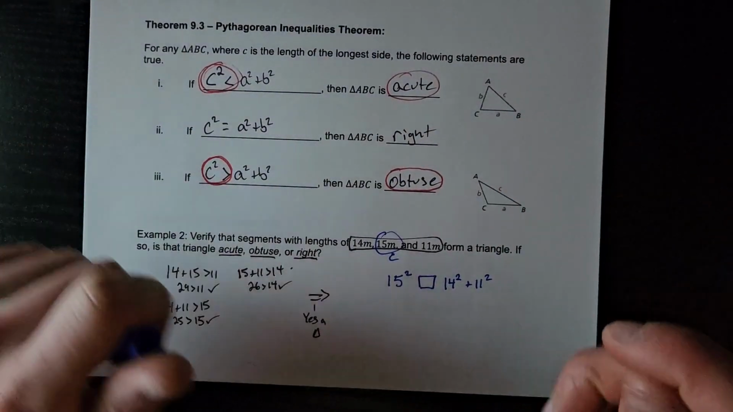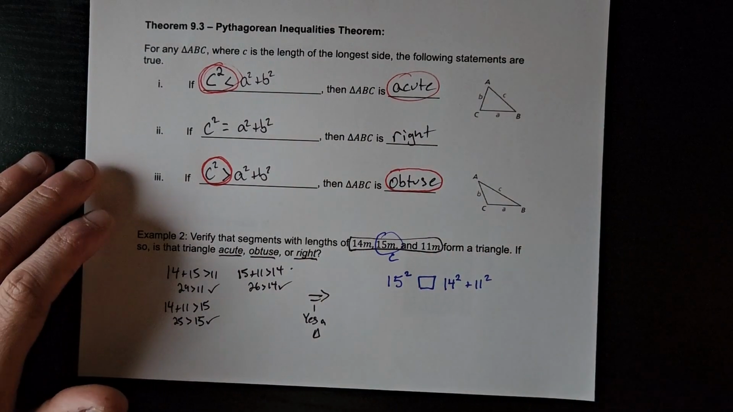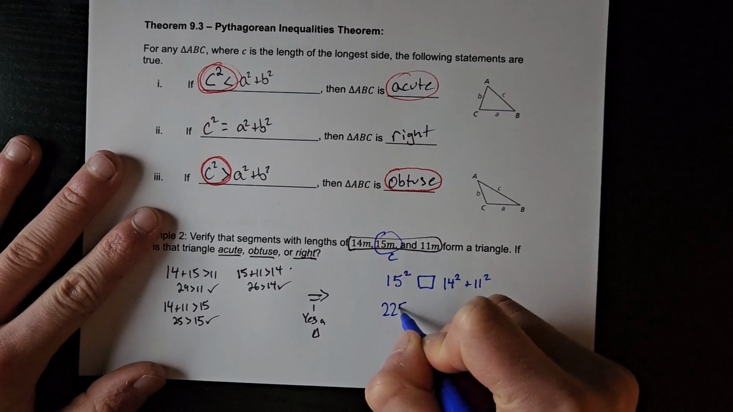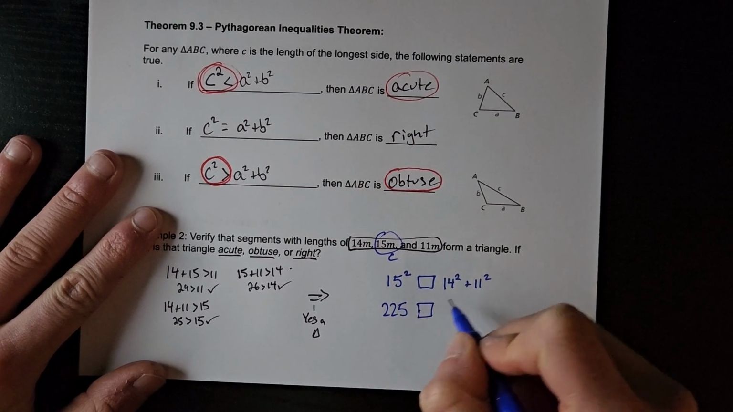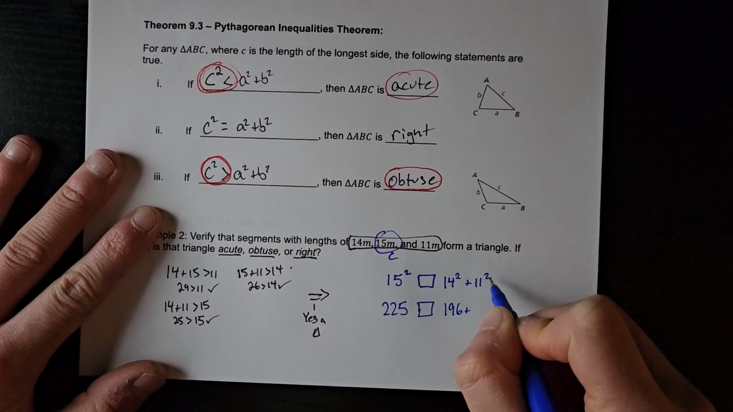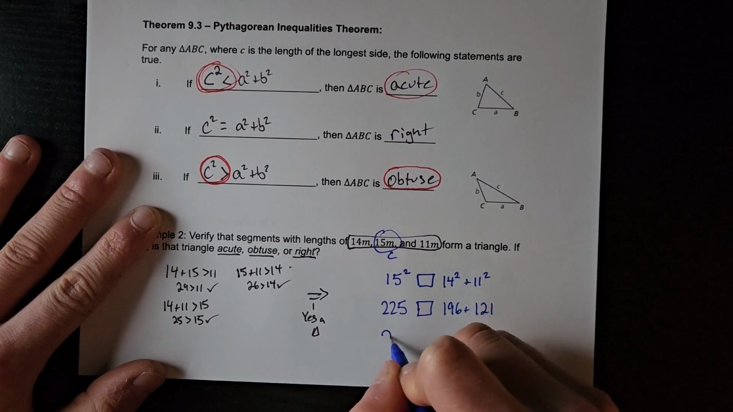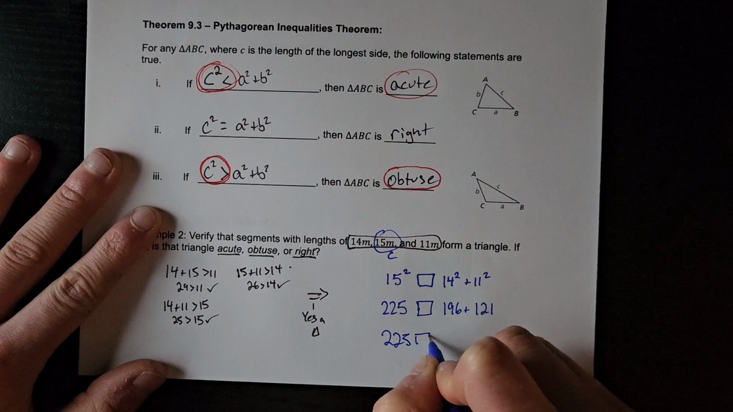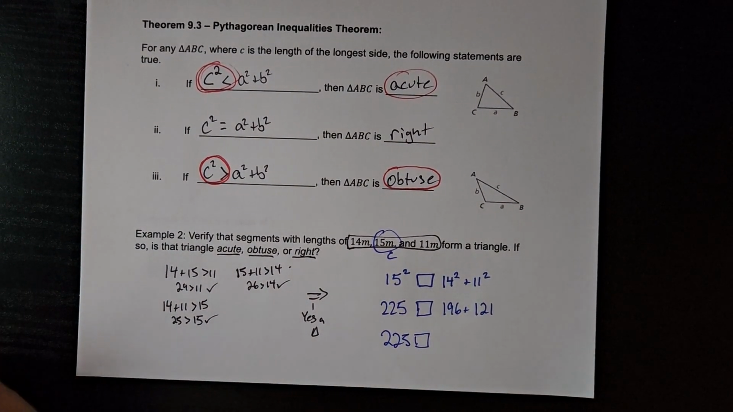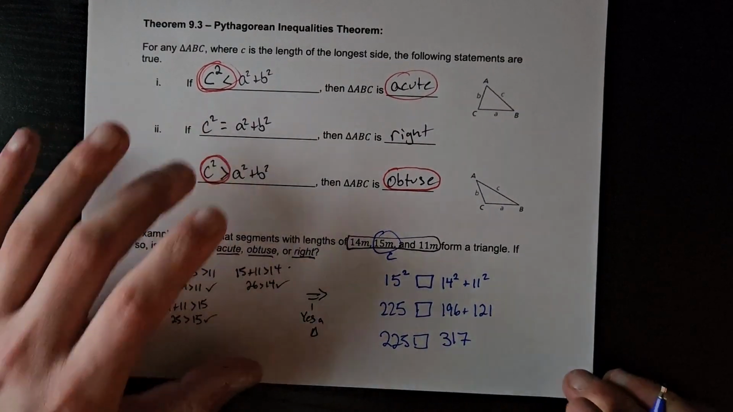Now I can start squaring everything and then simplifying to see what numbers I get. So 15 squared would make 225. 14 squared would make 196. And 11 squared would make 121. Adding these two together, I'd get, I don't know what, like 317? Yep. I get 317. All right.